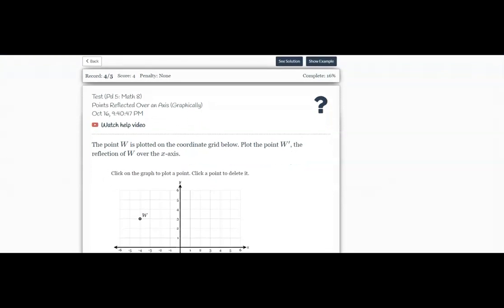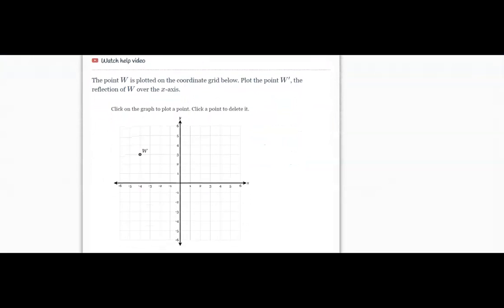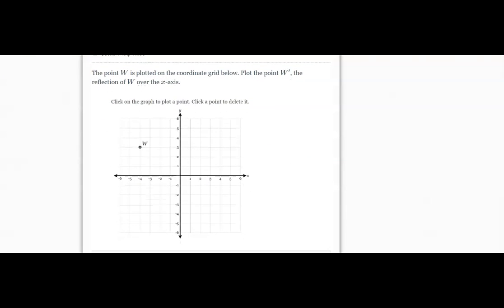Let's take a look at a question that reflects over the x-axis. So point W is plotted on the coordinate grid below, and W prime should be a reflection over the x-axis. So that means you're going up or down. So let's count these boxes here. Instead of 3 units up, we'll be 3 units down.